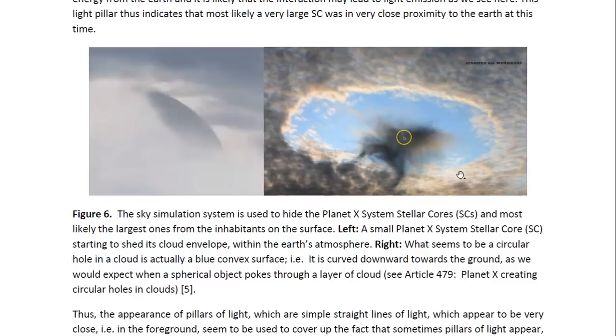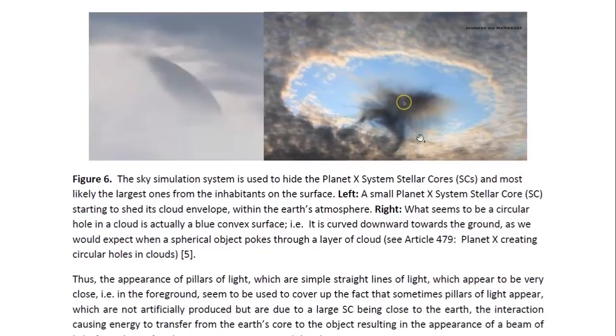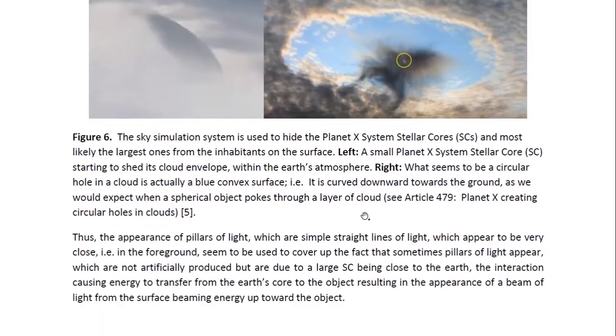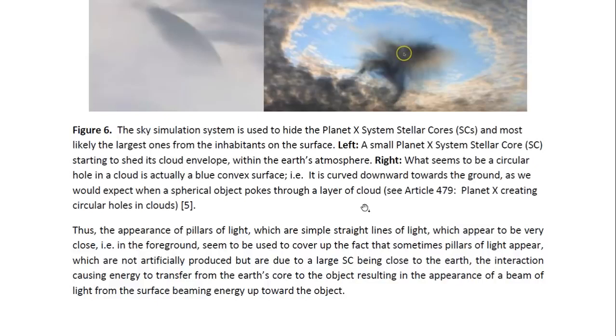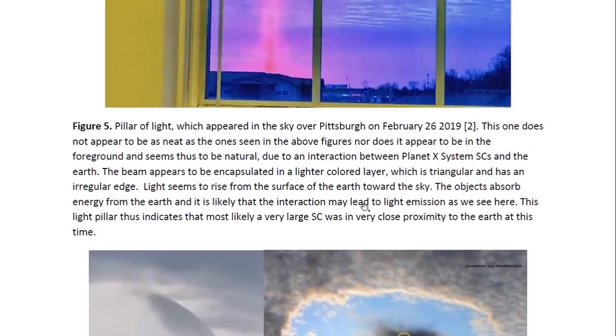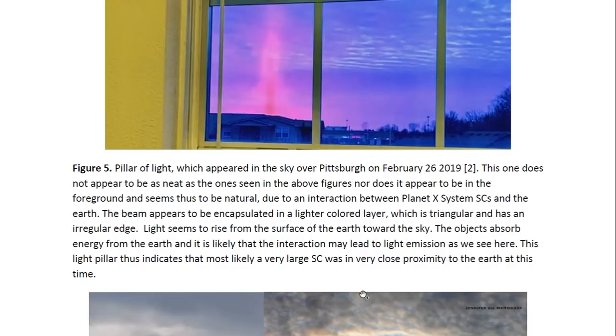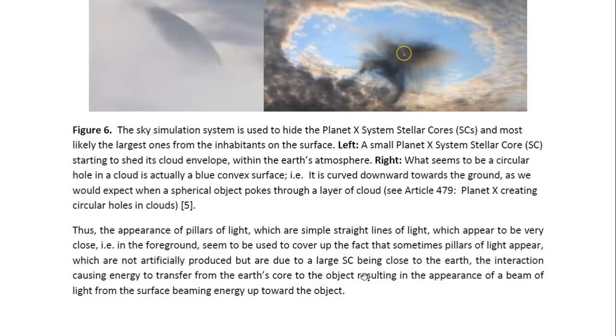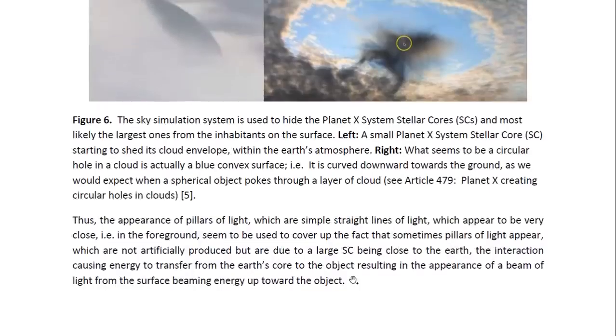The larger ones are probably hidden behind the holographic simulation system that they are using. Or at least they try very hard to hide them. It's a bit hard to hide the pillars of light that seem to now be occurring underneath them, but through them we can see that there are things there. Thus, the appearance of pillars of light, which are simple straight lines of light, which appear to be very close, i.e. in the foreground, seem to be used to cover up the fact that sometimes pillars of light appear, which are not artificially produced, but are due to a large stellar core being close to the Earth.